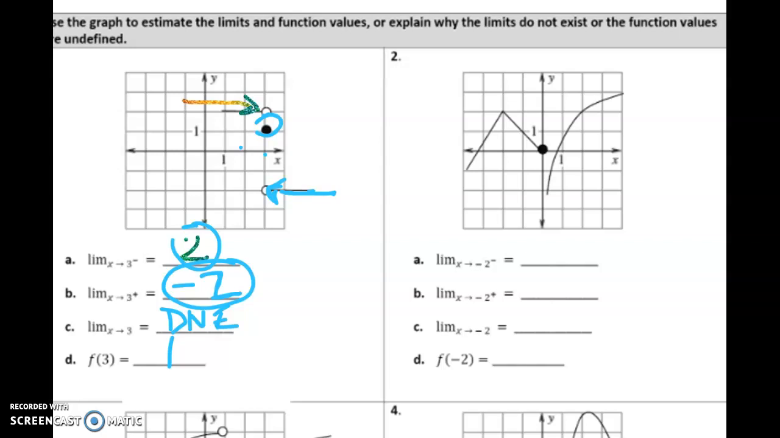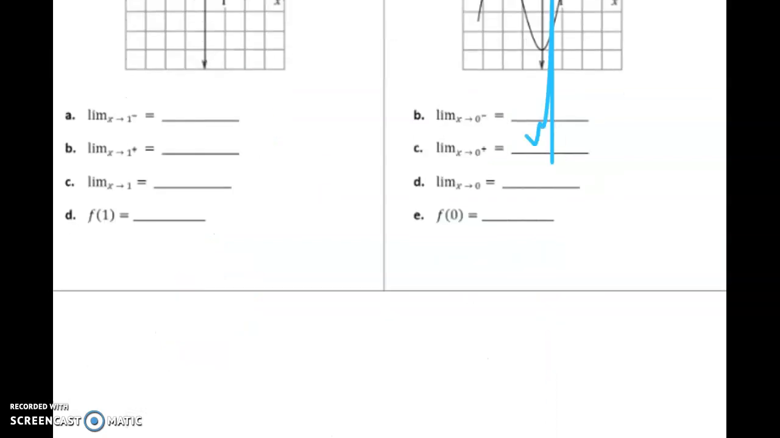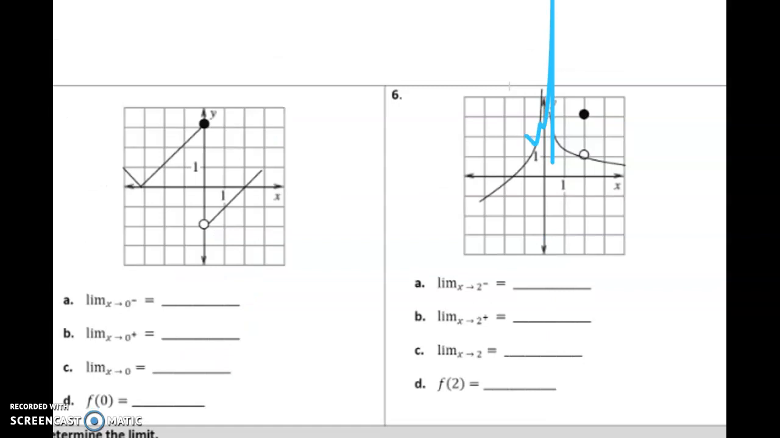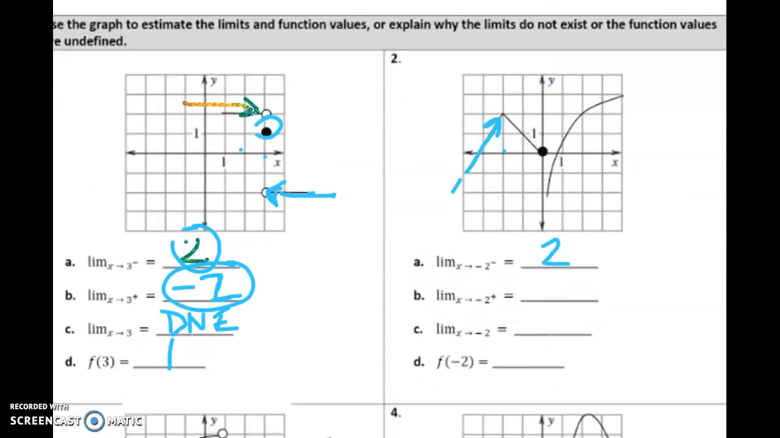It said, what is the limit as x approaches -2 from the negative side? So here -2 is right here. As x approaches -2 from the left side, my targeting output value looks as though it is equal to 2. As I approach -2 from the right side, I also have an output value of 2. The right-handed limit and the left-handed limit agree with each other, therefore the limit as x approaches -2 is 2.